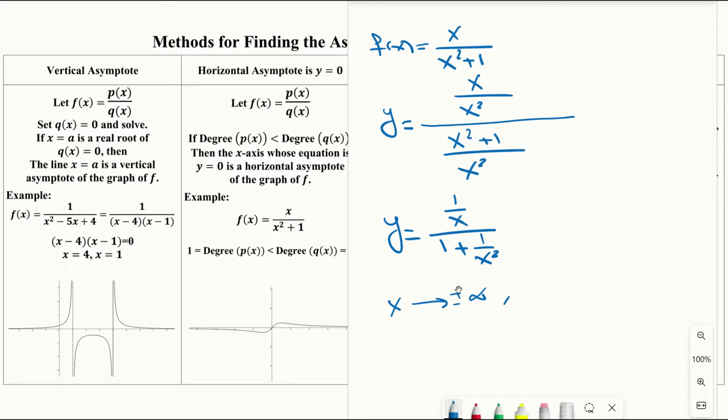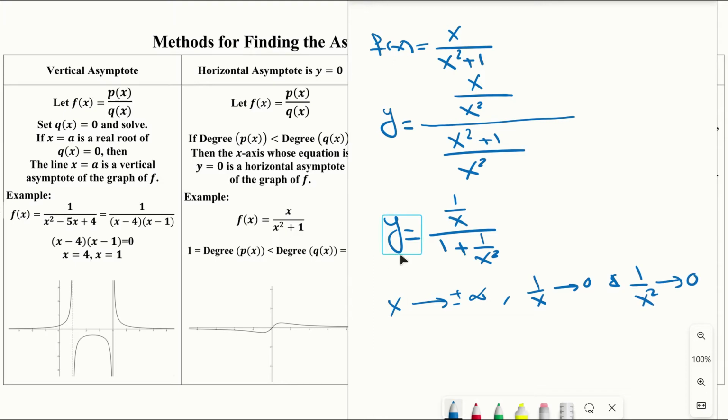First of all, notice what happens to 1 over x as x approaches either positive or negative infinity. Well, you get either 1 over a huge number or negative 1 over a huge number, right? In both cases, they're going to approach 0. So 1 over x approaches 0, and 1 over x squared also approaches 0.